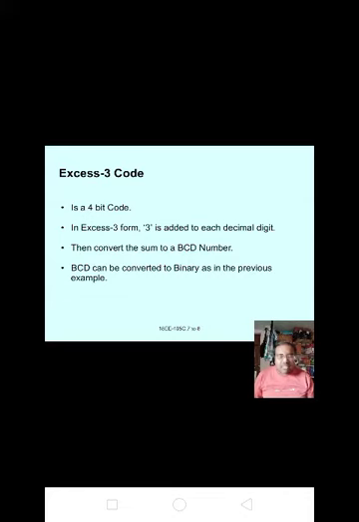Next, XS3 code. XS3 code means it is a 4-bit code. In XS3 form, 3 is added to each decimal digit. Then convert the sum to a BCD number. BCD can be converted into binary as in the previous example.